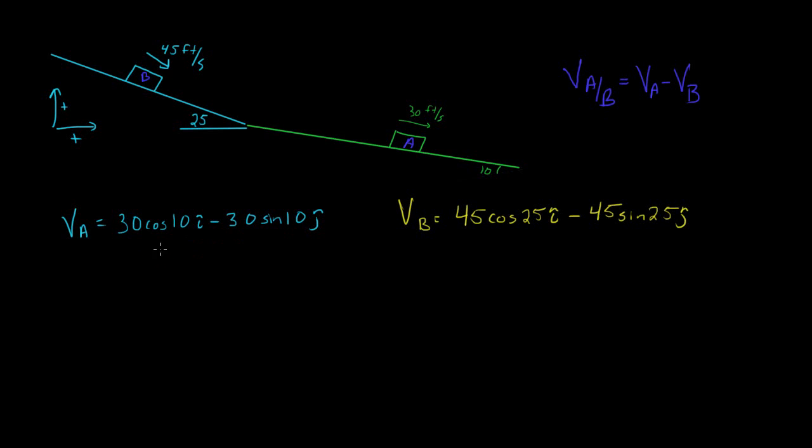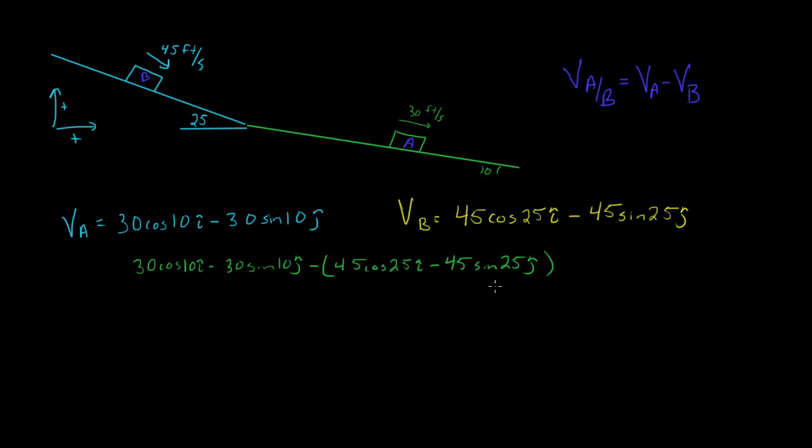And so since this is velocity of A minus the velocity of B, we put these two equations and subtract them from each other in the correct order, so we get an equation that is 30 cosine of 10 i minus 30 sine of 10 j minus 45 times the cosine of 25 i minus 45 times the sine of 25 j.